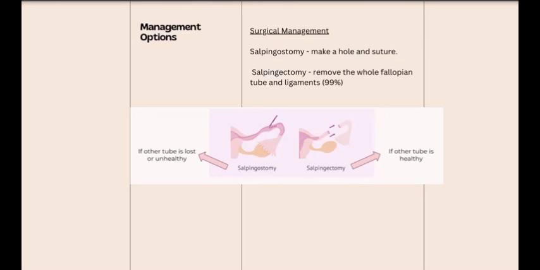Salpingectomy is when you remove the whole fallopian tube and the ligaments, and 99% of the procedure is done this way, and this is done if the other fallopian tube is healthy. And those are the two different approaches that you should know about surgically.